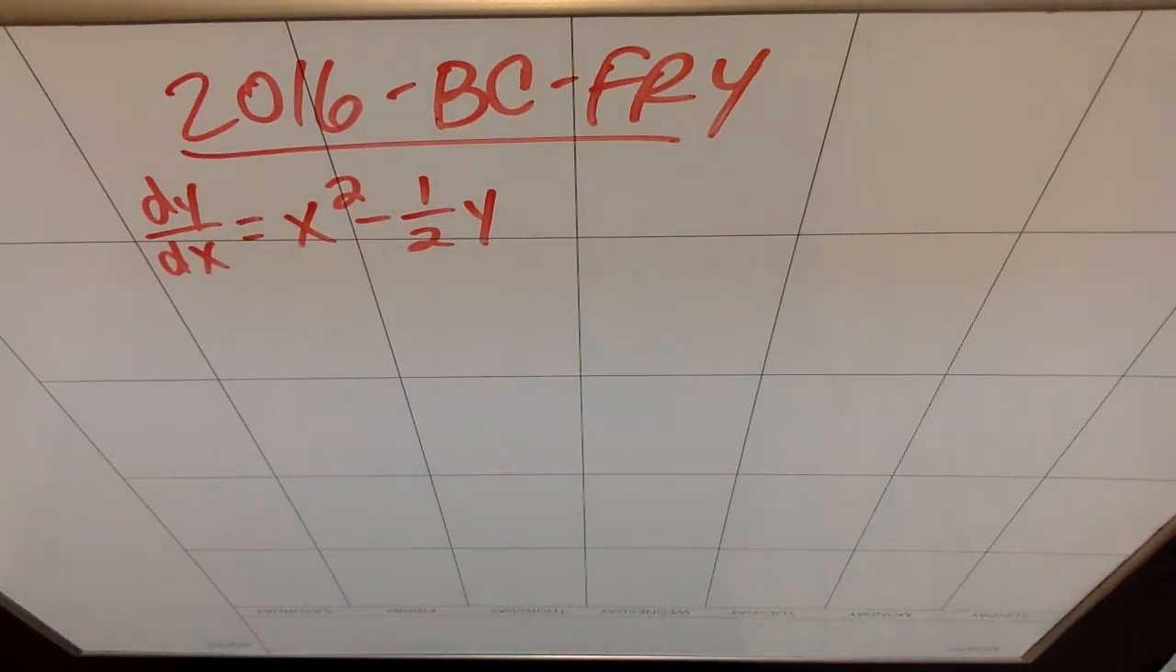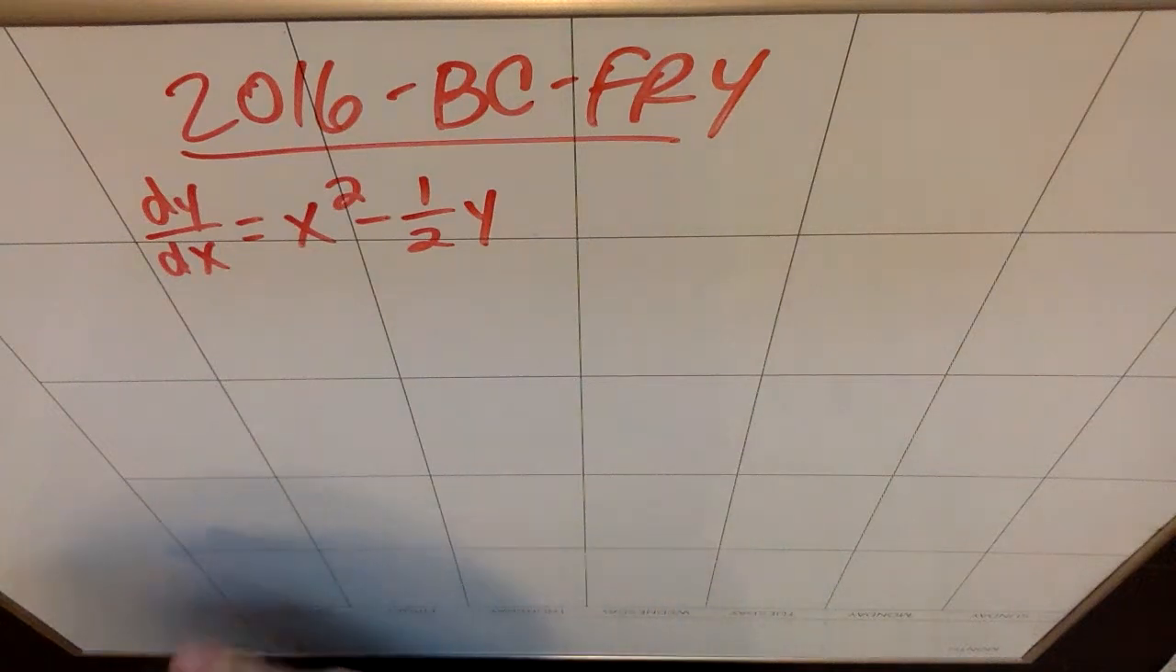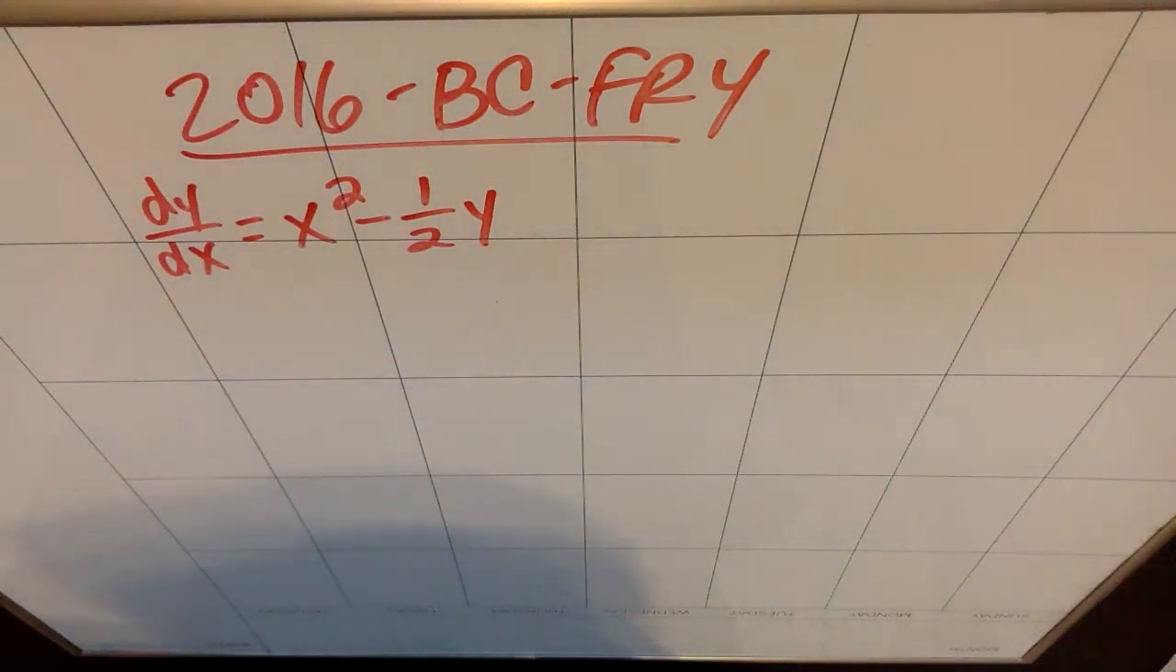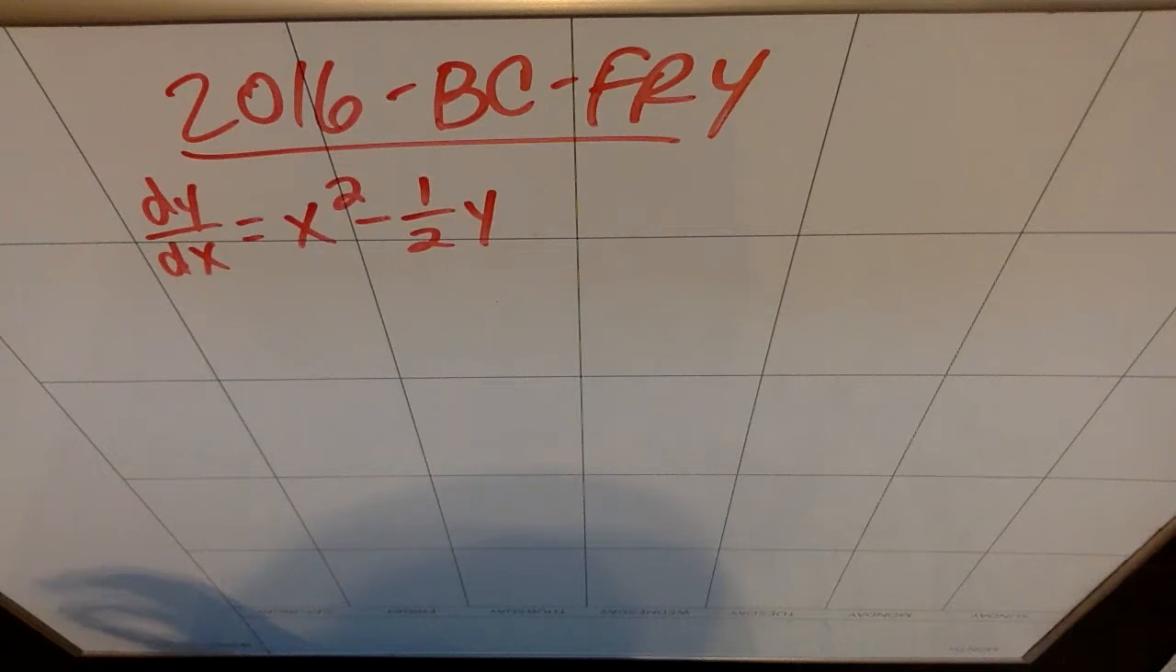Consider the differential equation dy/dx equals x squared minus 1/2 y. Full stop. First thing to notice, this is non-separable. You can't separate the x's and the y's, so you cannot be asked to solve this differential equation. They can ask you to do a bunch of stuff. They can make you derive this, but they can't make you integrate. So just keep that on your radar.